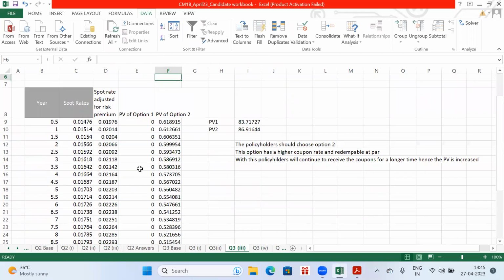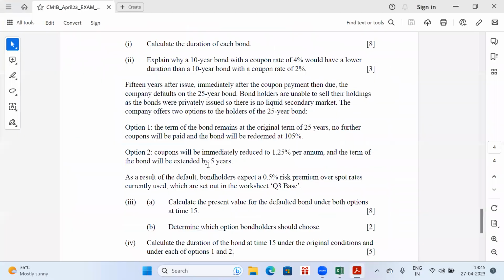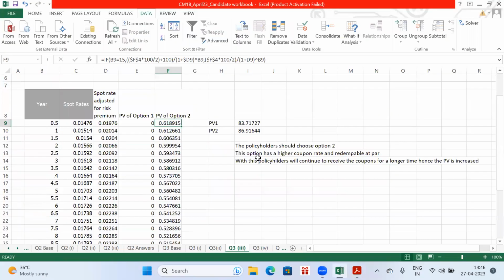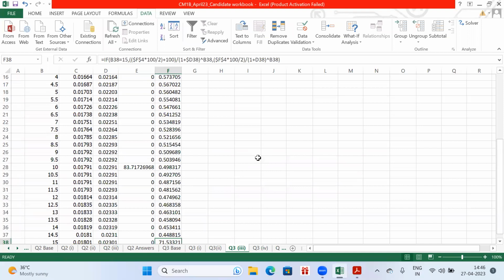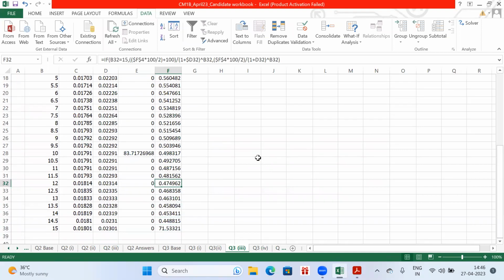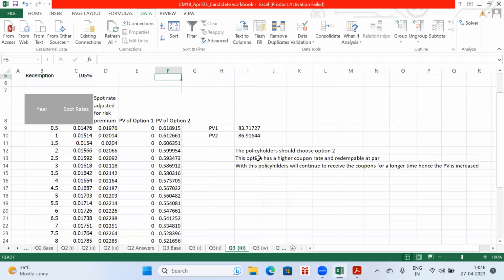And the present value of option 2: coupons will be immediately reduced to 1.25% and the bond will be extended by 5 years. So now the term will go up, meaning for a 25-year bond, 15 years have elapsed, so it will go for 15 more years. Okay, extension of 5 years.